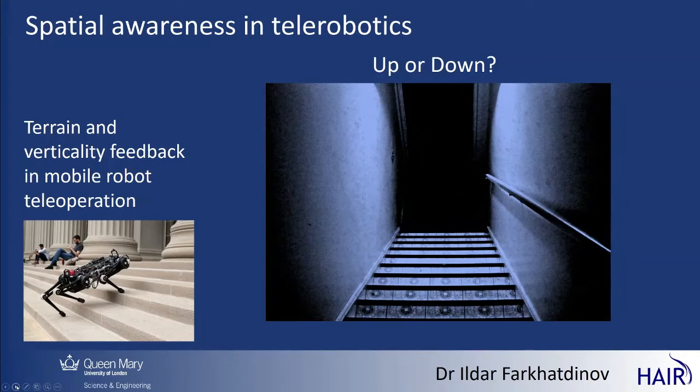Spatial awareness of the human operator is crucial for efficient robot control, especially in telerobotics. For example, in this photo, it is hard to determine whether we are looking at an ascending or descending staircase. Therefore, very often, a visual-only modality is not sufficient. Terrain and spatial feedback is necessary.